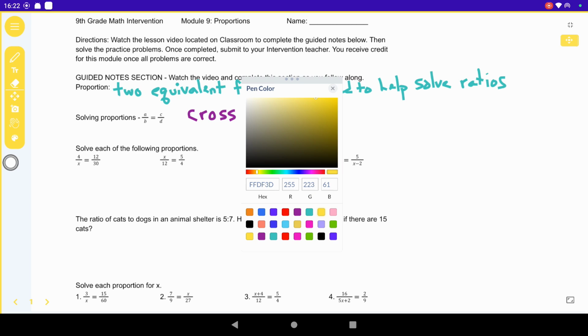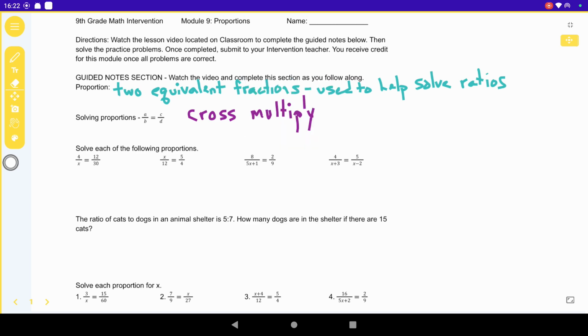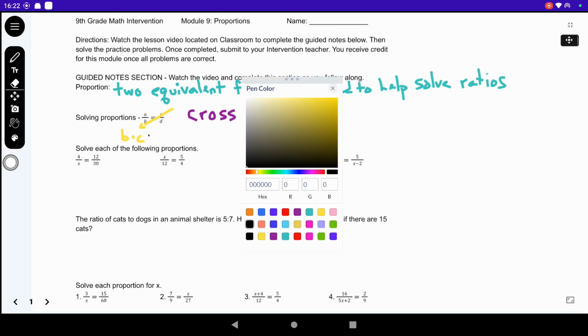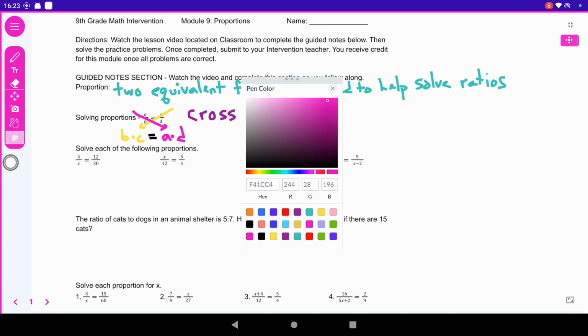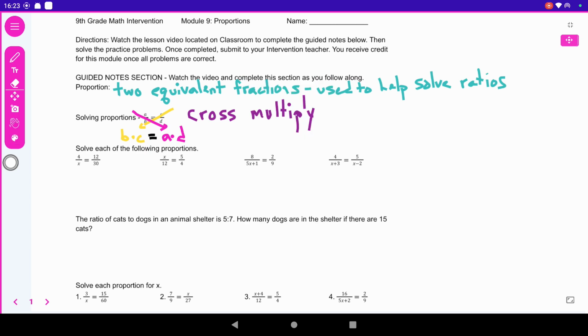So, for example, we're going to take C times B, and we're going to say that equals, and then you're going to multiply going the other way, A times D. Now, you don't have to draw the x's. A lot of people like to. Some people don't draw them as big. They just draw a little simple like that.